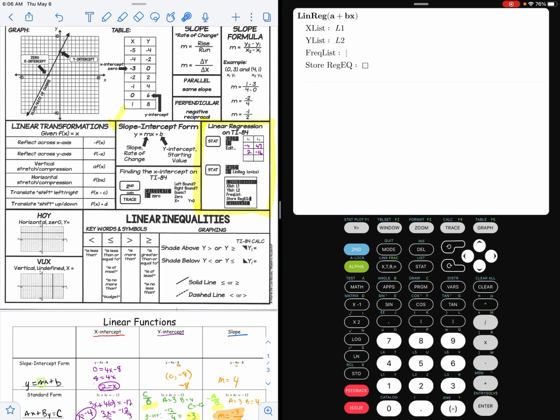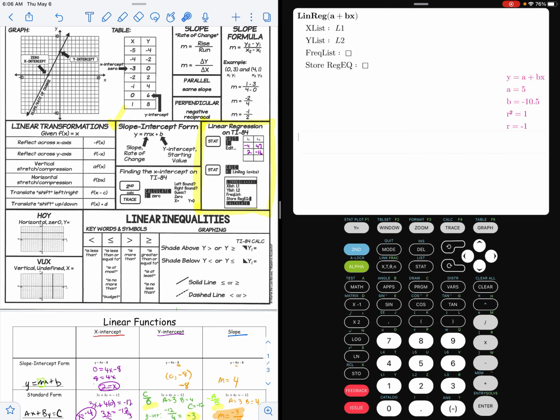And then we're going to tap enter until we're calculating our results. For me, I just pressed enter and it gave it to me. You may have to press enter until you get to the word calculate, like this right here. So keep pressing enter until you get to calculate, and then press enter again. It's going to give you an A and a B on the calculator.